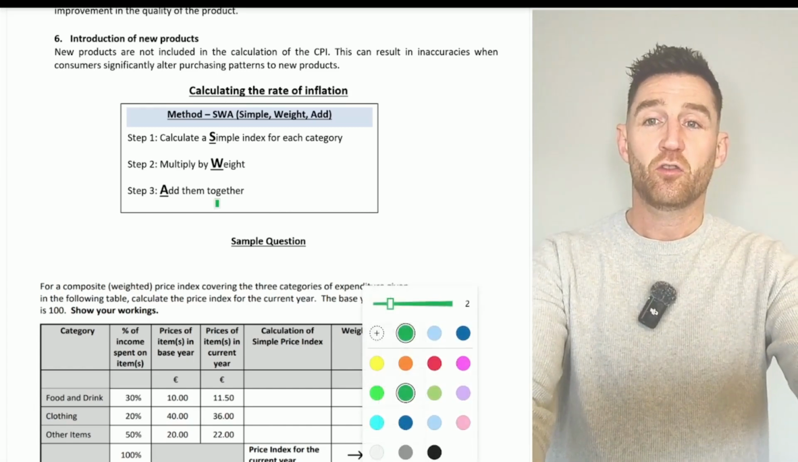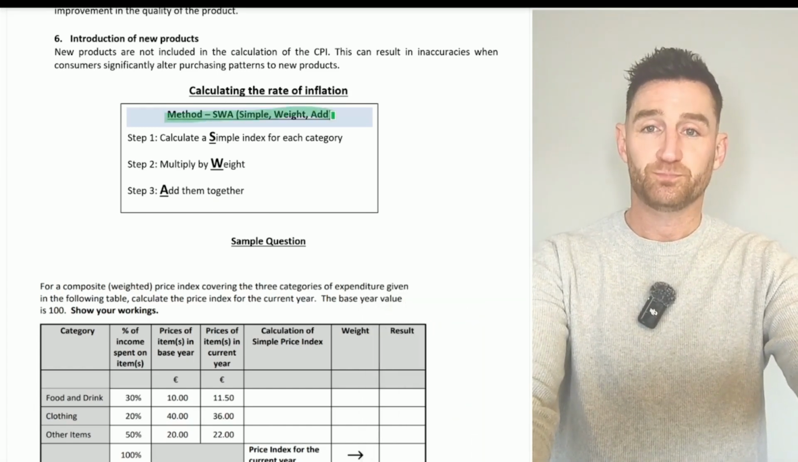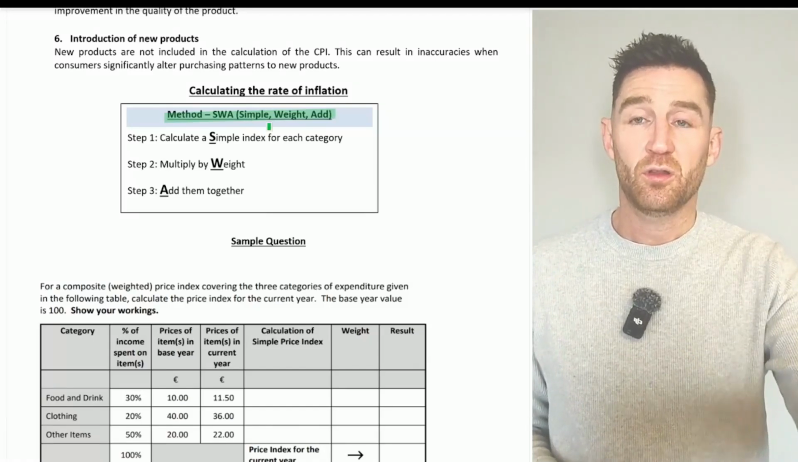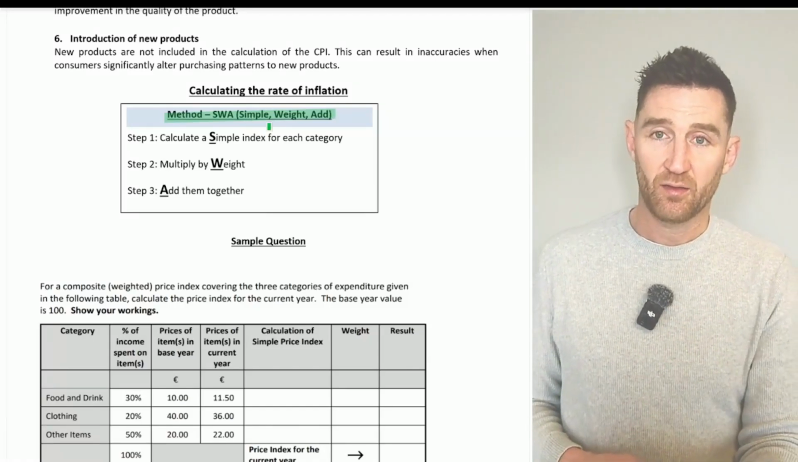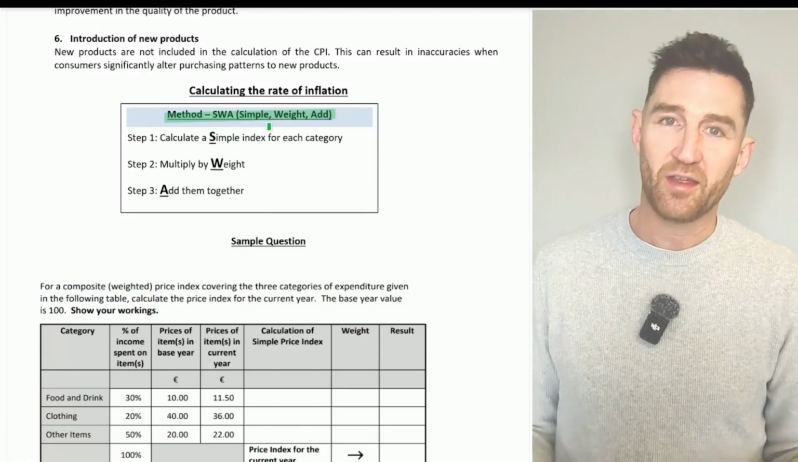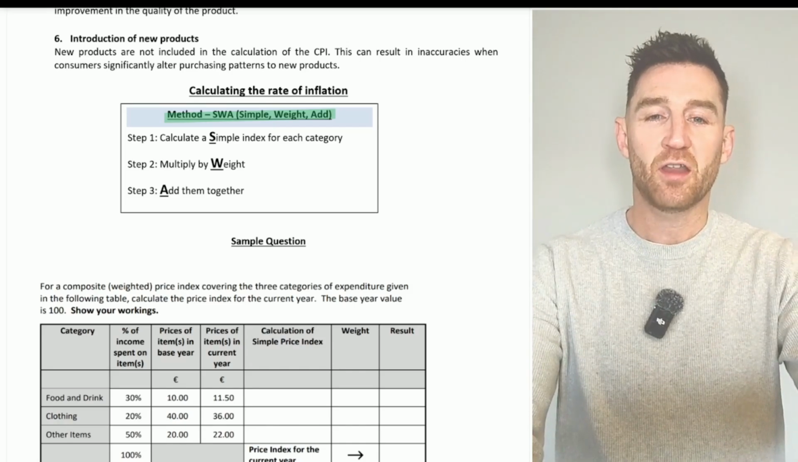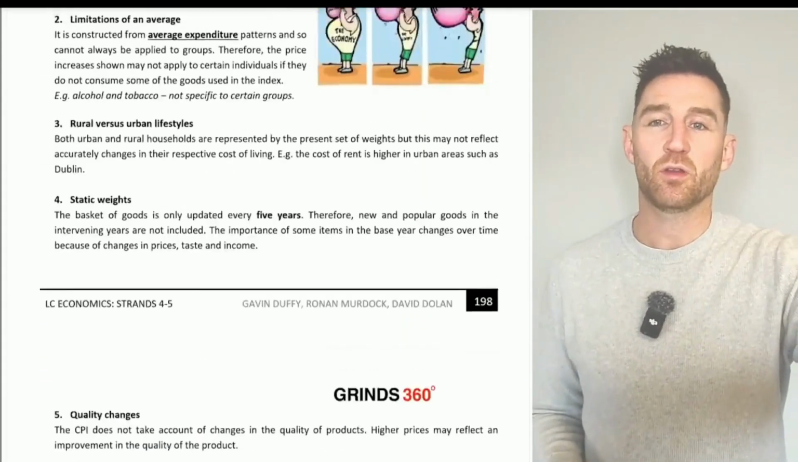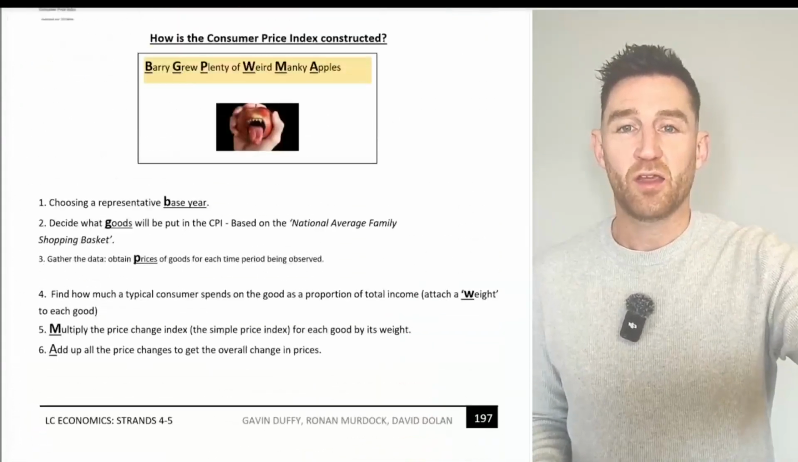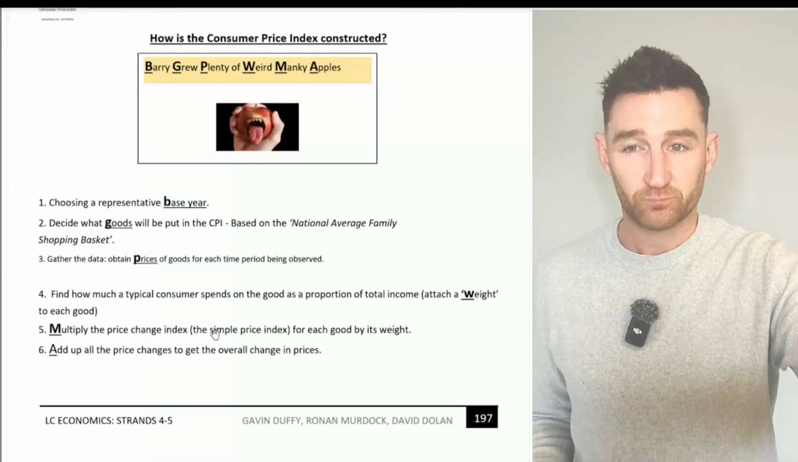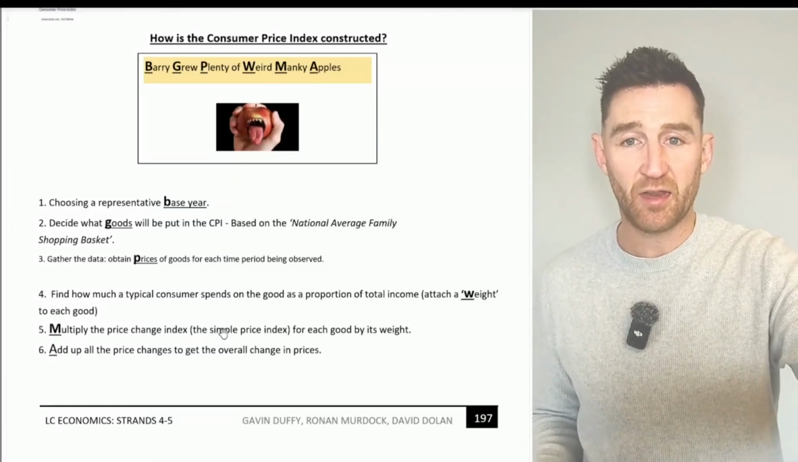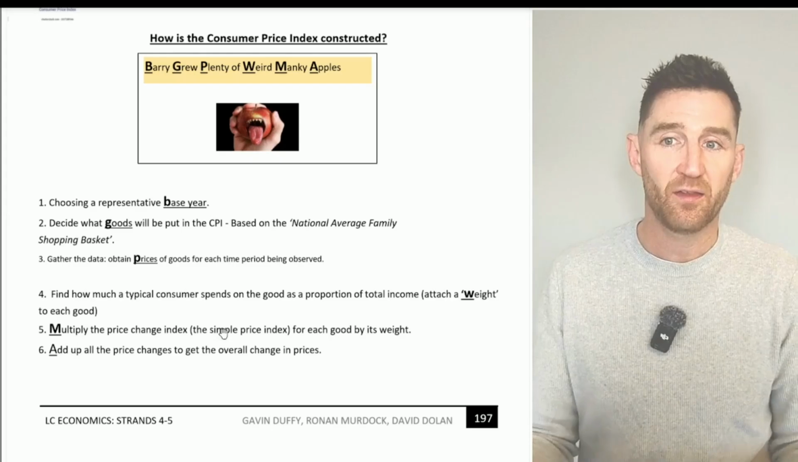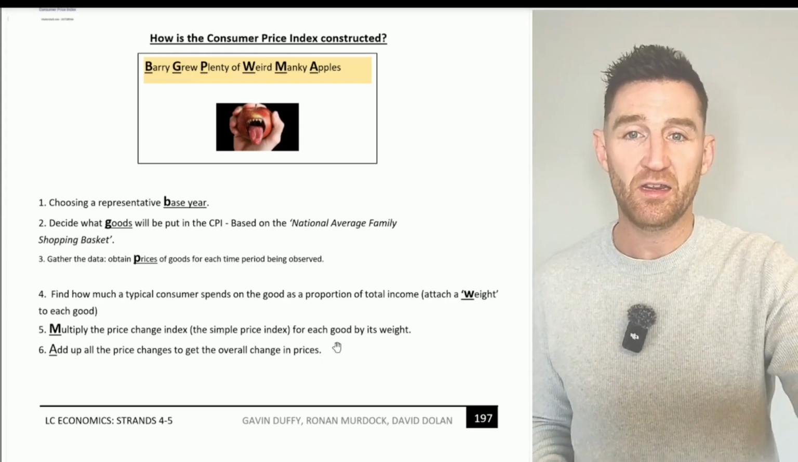There are 3 steps really for you to remember. First of all, you calculate the simple index, then you apply the weight, and then you add them together. So they were kind of the last 3 steps in our thing, weren't they? So remember, if I come back here, I said that you calculate a simple index, then you applied the weight, and then you add it. So they're kind of these 3 together, right?